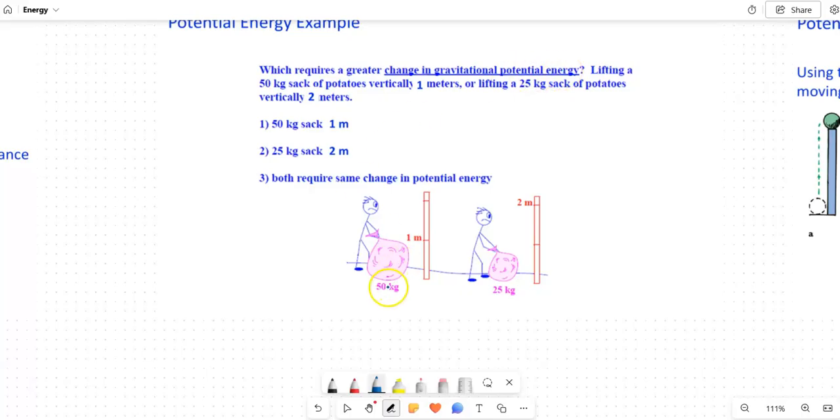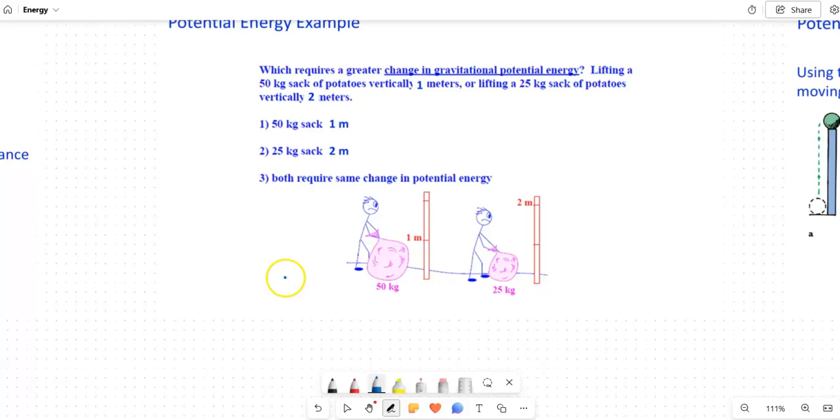You're going to lift a 50 kilogram sack of potatoes 1 meter up, and your friend is going to take a sack that is half the amount, but he's going to raise it 2 meters up. Which one has a greater change in potential energy? So think about this for a second. The 50 kilogram sack moving 1 meter up, the 25 kilogram sack moving 2 meters up, or they have the same change in potential energy. Try this out. Pause the video now.